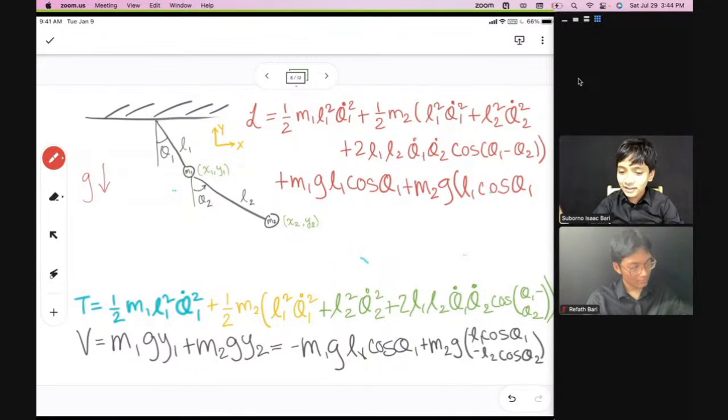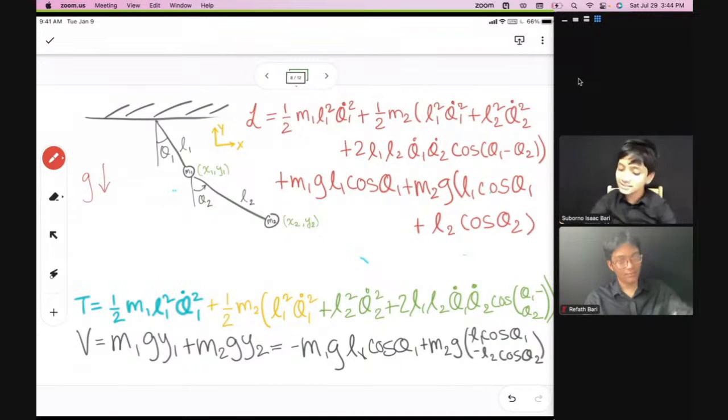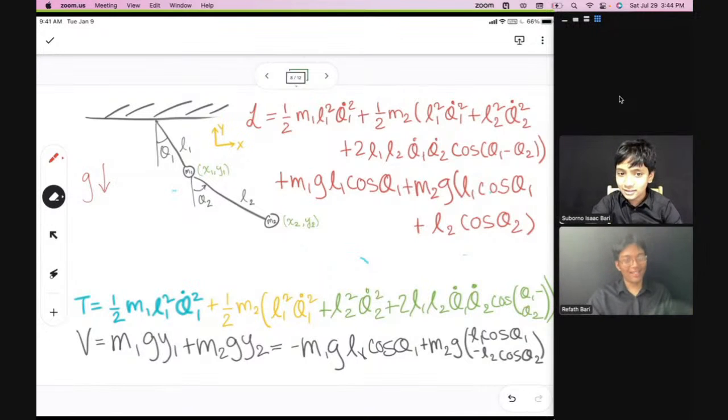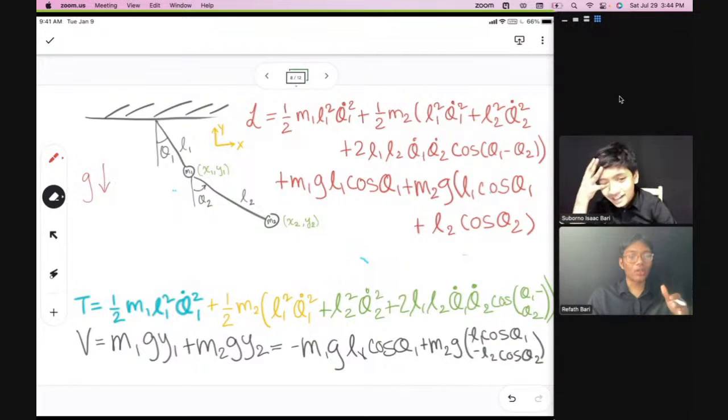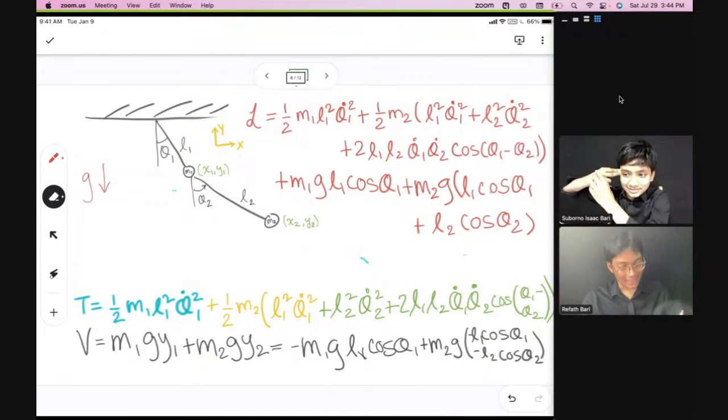L1 cosine theta 1 plus L2 cosine theta 2. Wow. Ladies and gentlemen, what is this if not simplicity? What is this if not beauty? This is a simple 1-inch long equation to describe a chaotic, ergodic, complicated system. I mean, isn't this much easier than Newton's laws of motion? I mean, this is amazing.